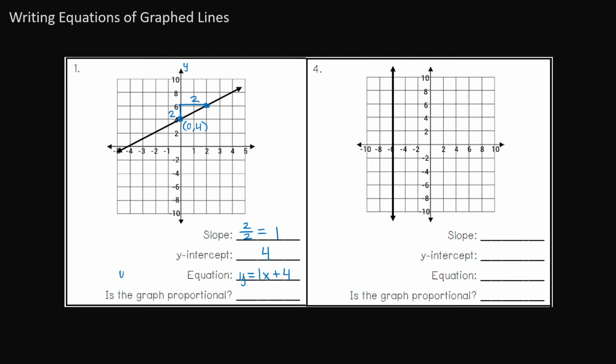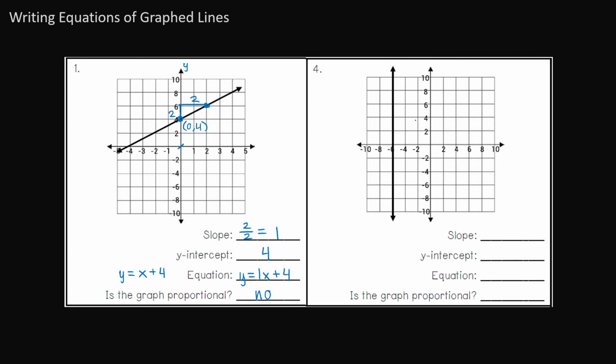Oftentimes you're going to see this equation written as y equals x plus 4, but either way is the same. Now, is this graph proportional? No, it's not, because the line does not pass through the origin. The line passes through the point on the y-axis (0, 4). This line could be proportional if it passed through the origin here. So is it proportional? No.